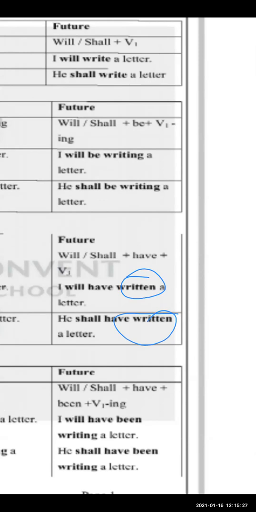The future perfect tense is used for an action that will be complete before some other point in the future. That means at another point in the future it will be completed. So that's the reason we use here: I will have written a letter. He shall have written a letter.